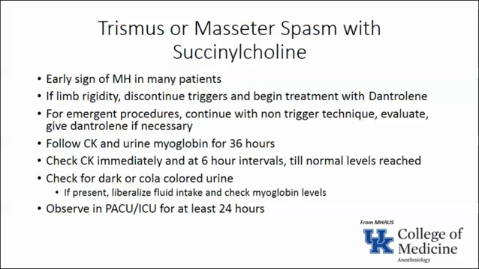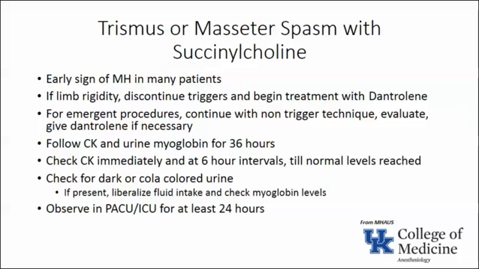One of the questions you may be asked in your in-training exam would be the occurrence of trismus or masseter spasm when you induce a patient with succinylcholine. So what do you do? Now, this could be an early sign of malignant hyperthermia in most patients. But if this patient continues to have or has limb rigidity or total body rigidity, turn off your agent, use a non-trigger agent, and treat with dantrolene. If it's an emergency procedure, continue the case with non-trigger anesthetics, evaluate these patients, give dantrolene if necessary.